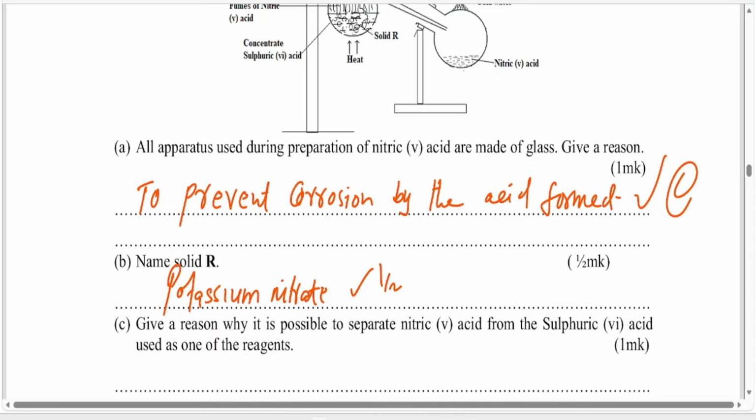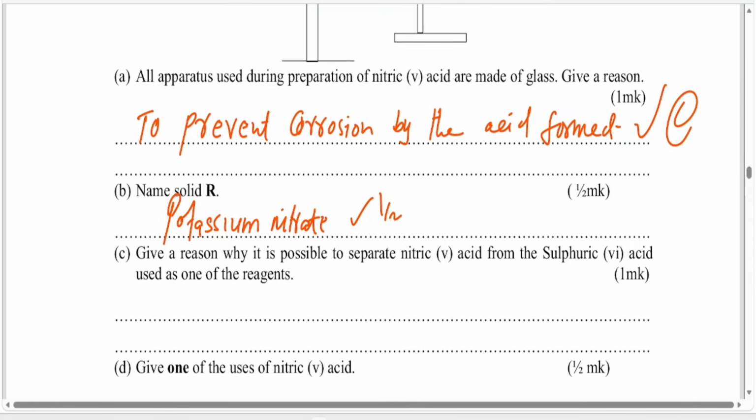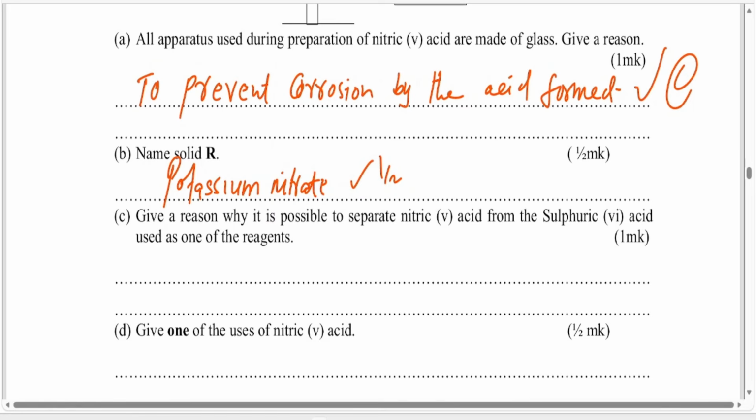I've said the reason as to why we use potassium nitrate and not another nitrate is because potassium nitrate does not contain water of crystallization like the other nitrates do. Give a reason why it is possible to separate nitric (V) acid from sulfuric (VI) acid used as one of the reagents.